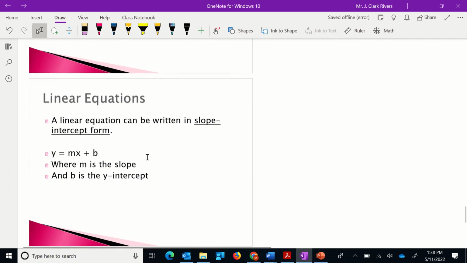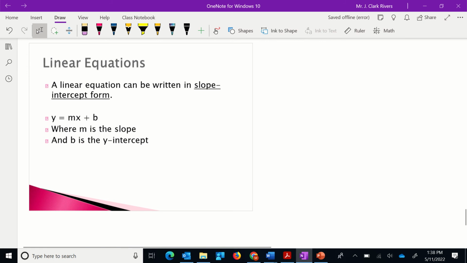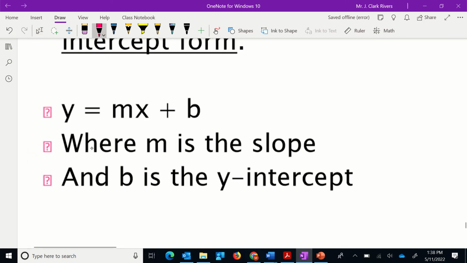Linear equations. A linear equation can be written in slope-intercept form. Y equals mx plus b. We talked yesterday about how m is the slope, so that should not be new to you. B is what we call the y-intercept.